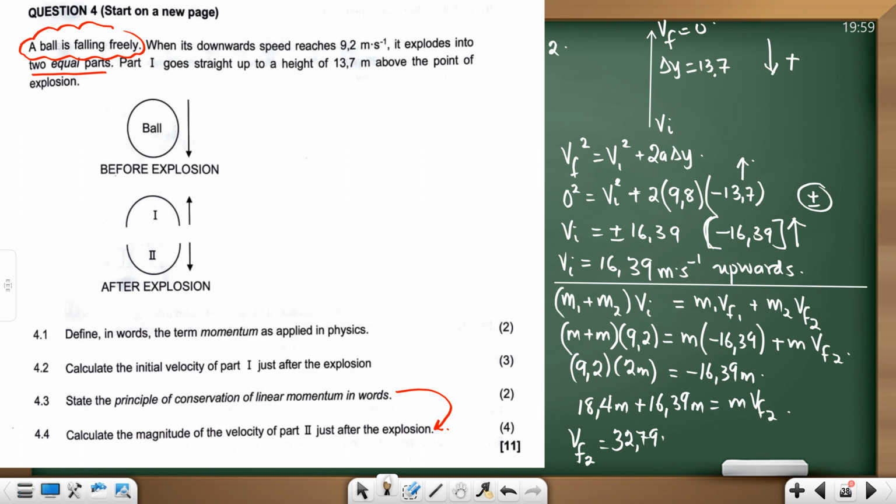Vf is 2 meters per second. Are we okay, guys? Are we okay with my explanation? Thumbs up, thumbs down. It didn't even take me up to 5 minutes.